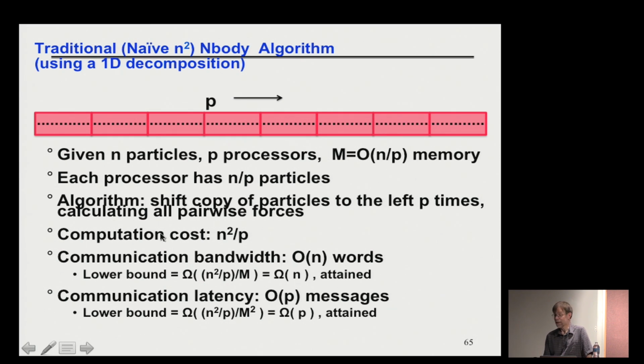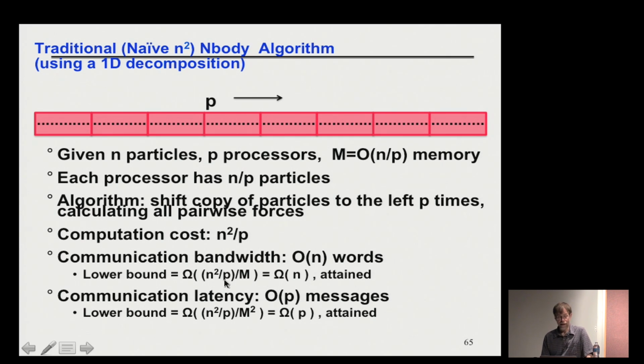So what is the cost here? The computation is perfectly load balanced. Everybody's doing 1/p of the n squared work. So what's the communication bandwidth? Well, all of these n over p particles have to be moved to that neighbor, then to that neighbor, then to that neighbor, then to that neighbor. They have to move p times. So the total bandwidth cost is n over p times p, and that is equal to n. So now, let's ask, does that attain the lower bound?